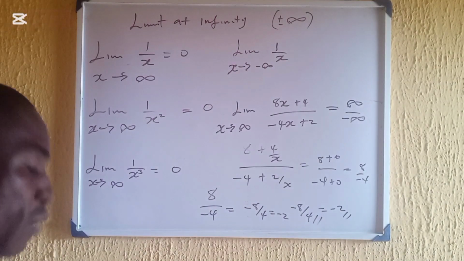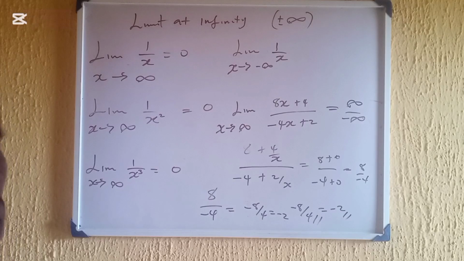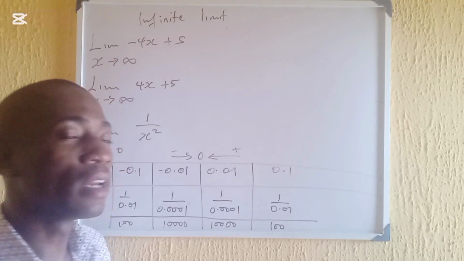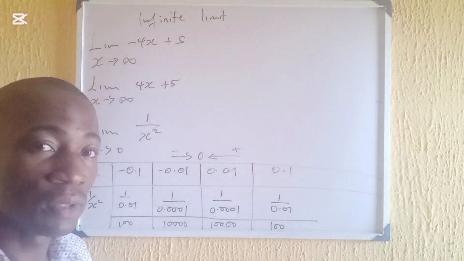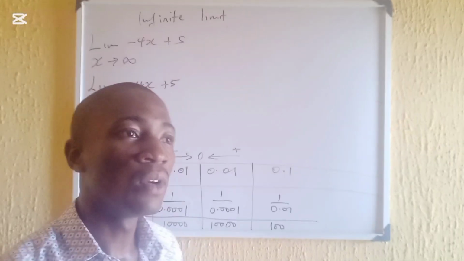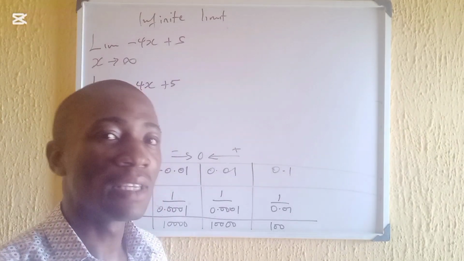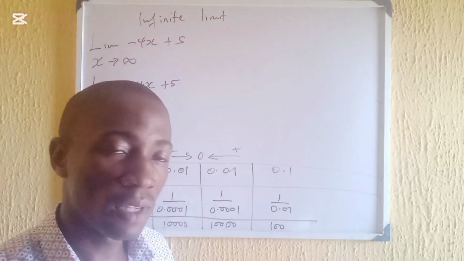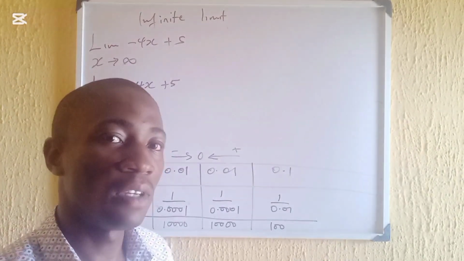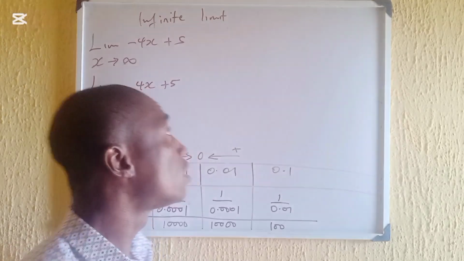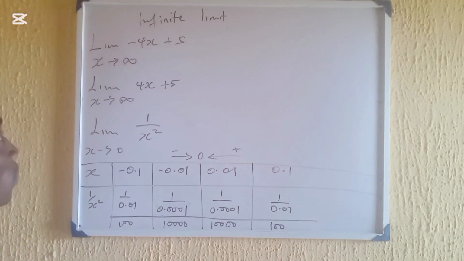Let's talk about infinite limits. That means limits without bound. Now, when the limit of a function increases or decreases without bound as the function tends to a particular point, we say that the limit is infinite. So it's positive infinity if from both sides it tends to positive infinity, and negative infinity if from both sides it tends to negative infinity.